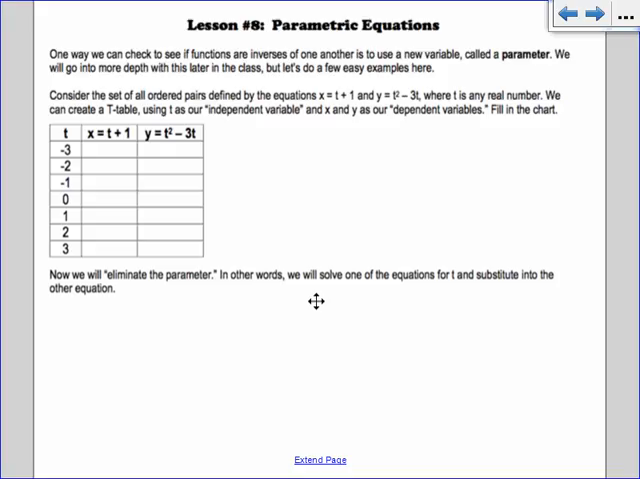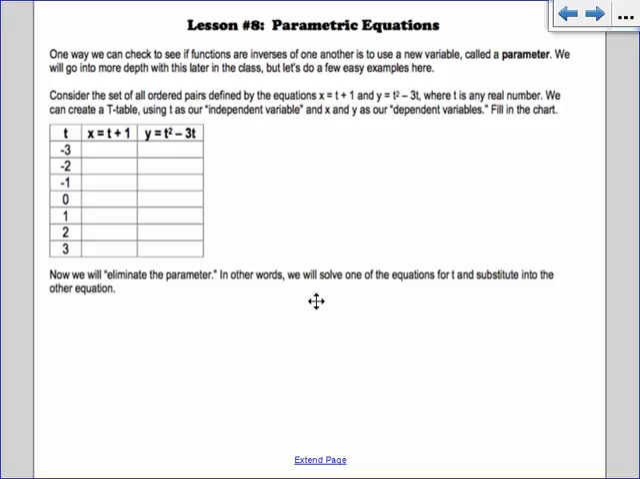A lot of times we use t because it's related to time. So maybe you have a boat that's traveling at 30 miles per hour in the westward direction. Then I would represent its distance by 30t, right? 30 miles every single hour. So a lot of times we'll have t for our parameter.